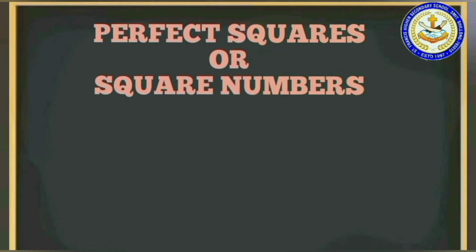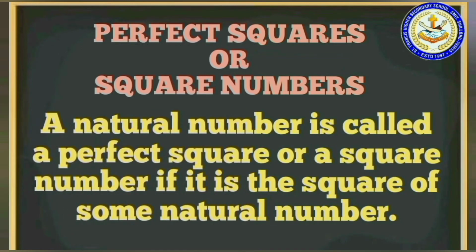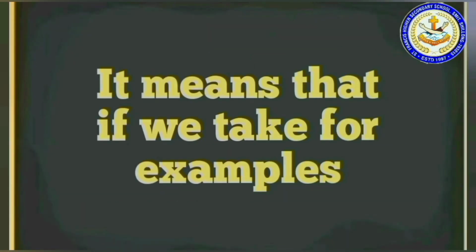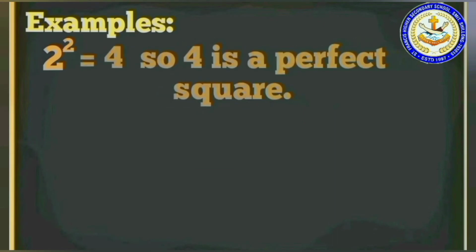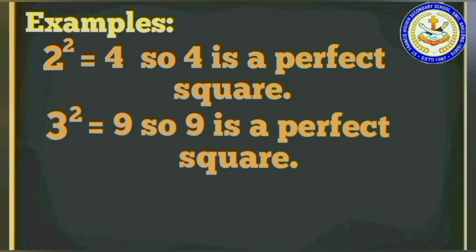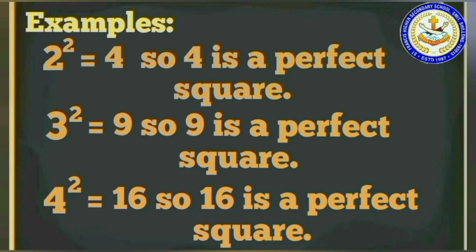Perfect squares or square numbers. A natural number is called a perfect square or a square number if it is the square of some natural number. It means that, for example, 2 square is equal to 4, so 4 is a perfect square. Similarly, 3 square is equal to 9, so 9 is a perfect square. The same thing, 4 square is equal to 16, so 16 is a perfect square.